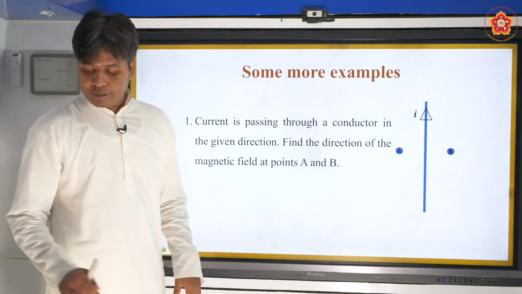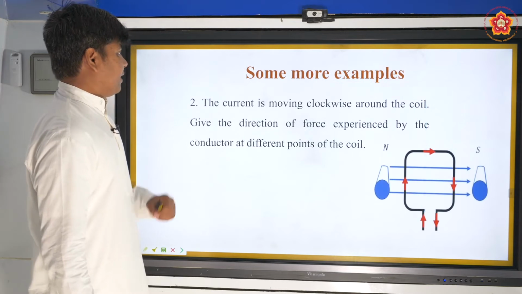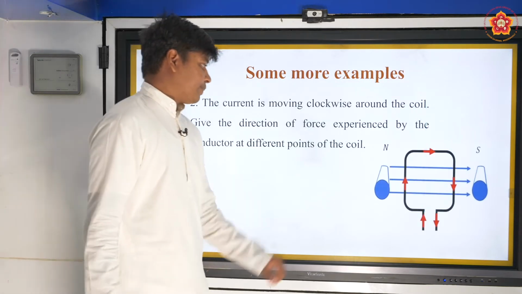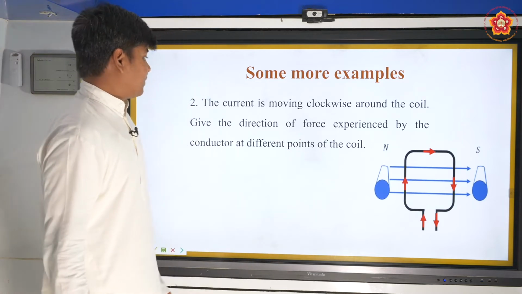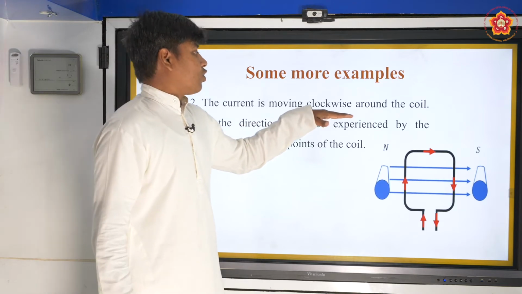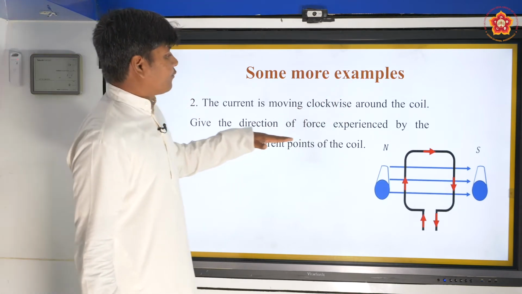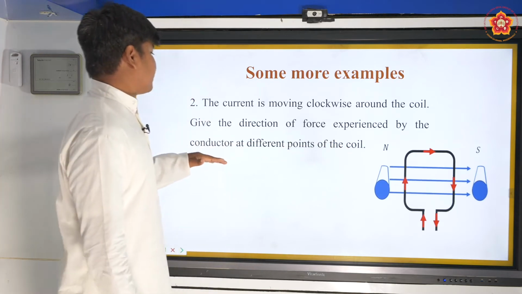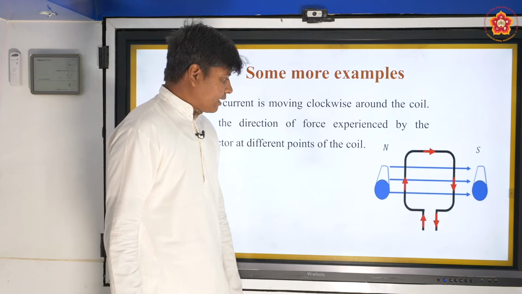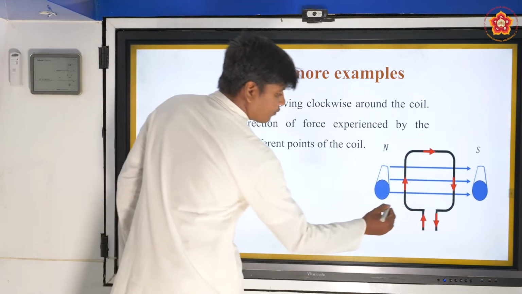So let us go and discuss the next example. What he gives, oh, this is a beautiful experiment. This is a setup. The current is moving in the clockwise direction around the coil. Give the direction of the force experienced by the conductor at different points of the coil. Let us see where the current is uniform. Current is uniform in this segment.